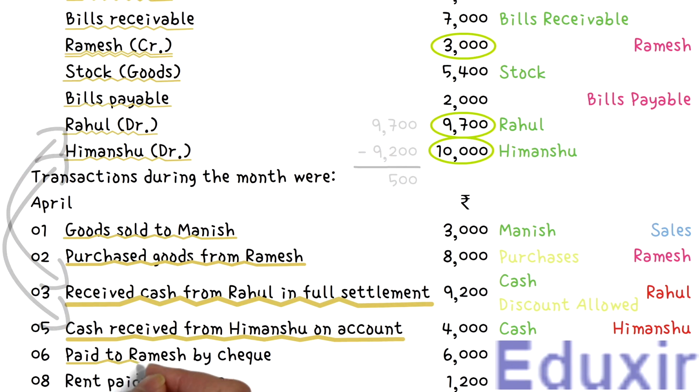In this transaction, the business has paid 6,000 rupees to the creditor Ramesh by check. Note that this transaction is related to the transaction done on 2nd April, wherein the business has purchased goods from supplier Ramesh. Also note that Ramesh already exists on account and Ramesh's account already has a credit balance. Also note that this is not a full settlement. It is just part of the payment that the business owes to the creditor Ramesh.